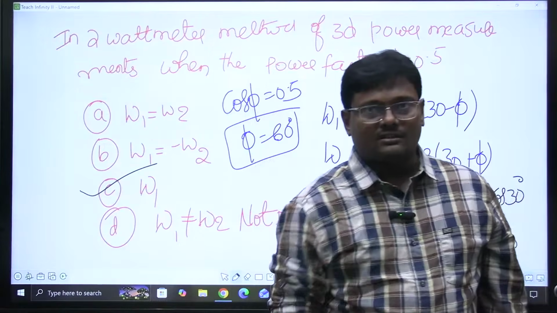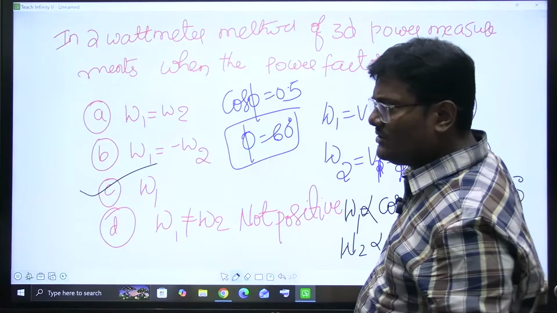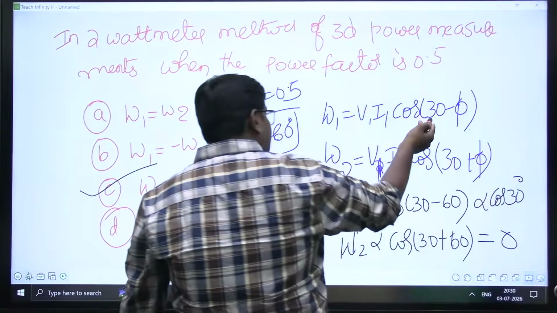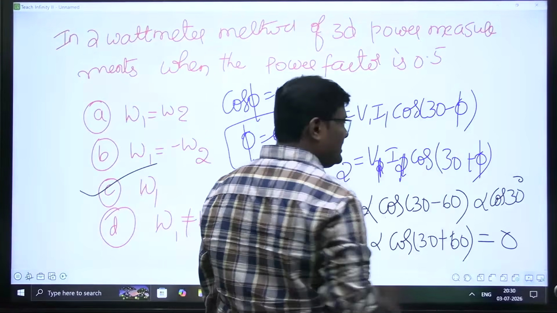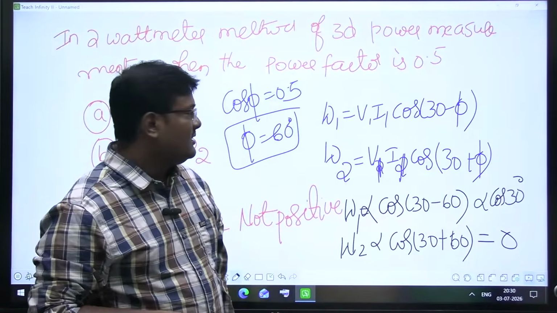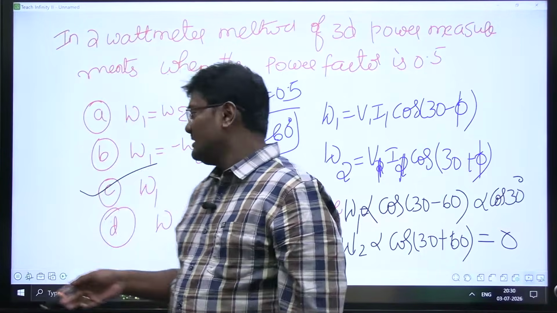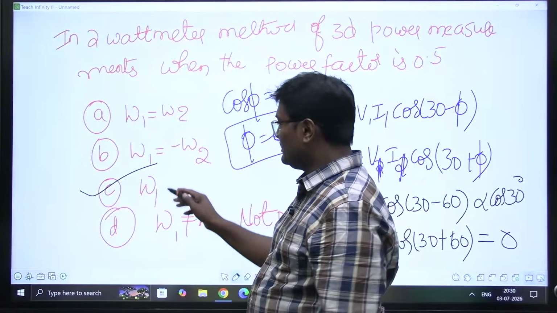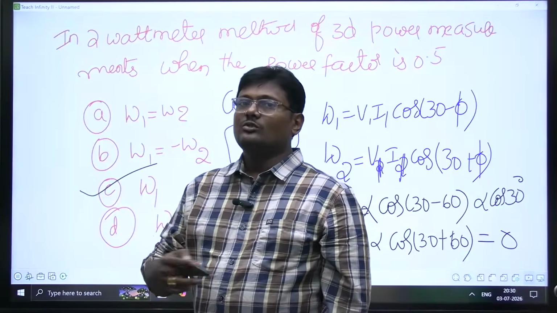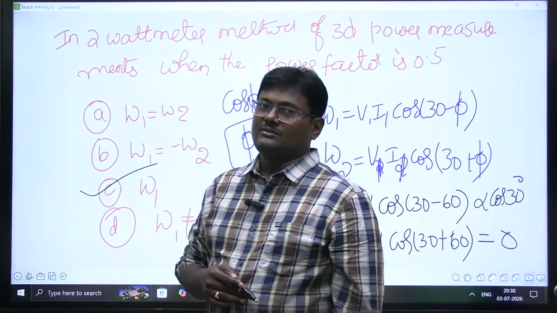Only one wattmeter reads. Sir, you can use this formula as 30 plus phi, and then W2 is 30 minus phi. So it is not fixed. You can use any wattmeter, but since the option clearly says that only one wattmeter reads, that is the measurement of power.